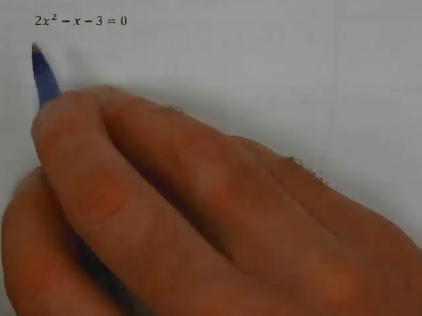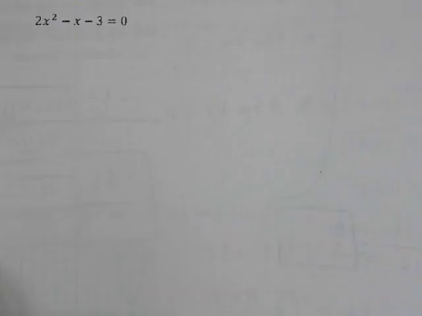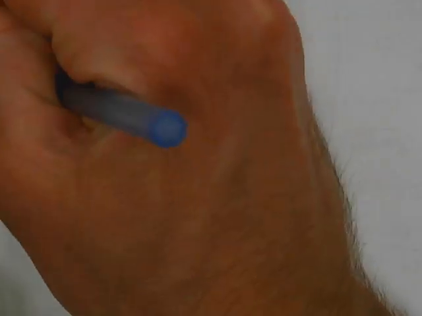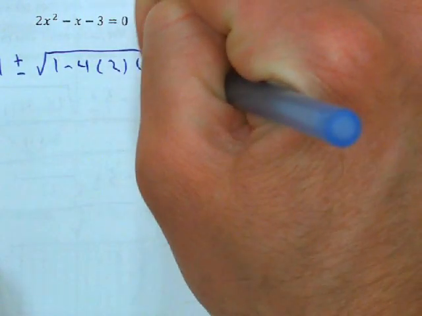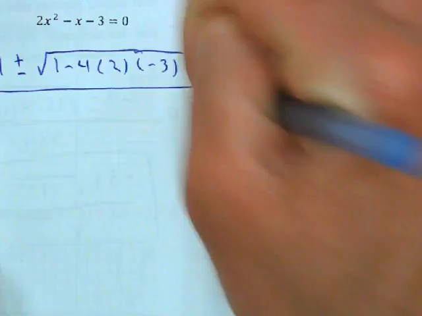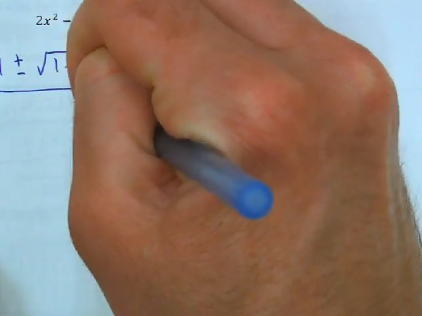Okay. So our a is 2, our b is negative 1, our c is negative 3. So negative b is going to be positive 1 plus or minus the square root of b squared minus 4 times a times c over 2 times a.